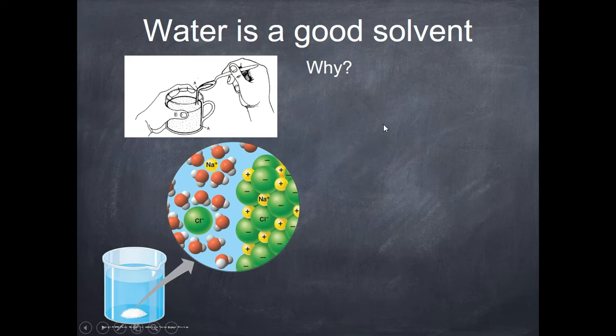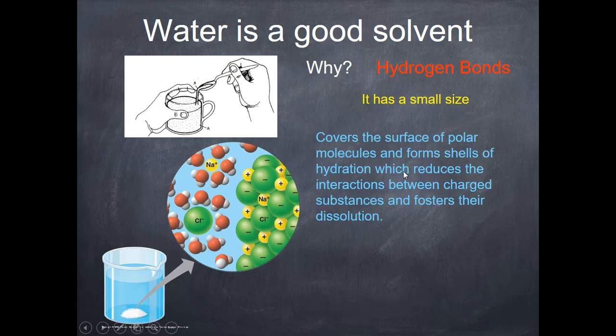So why is water a good solvent? Water is a good solvent because of those hydrogen bonds that we already talked about. Water is also a small molecule, only 2 hydrogens and 1 oxygen, much smaller than the chlorine atoms, and a lot of our compounds, like sugars, are really large. Water covers the surface of polar molecules and forms shells of hydration, which reduces the interaction between charged substances and fosters their dissolution. So what does that mean in English?